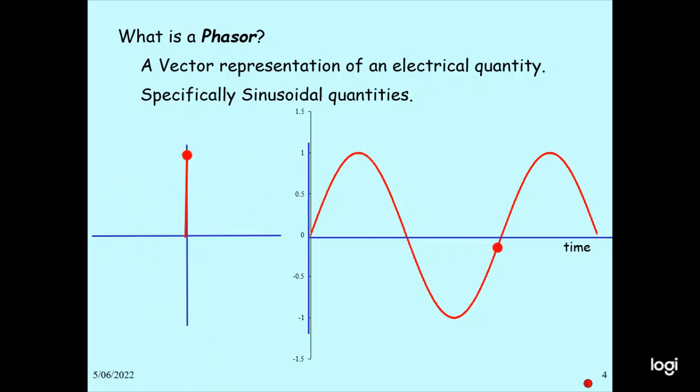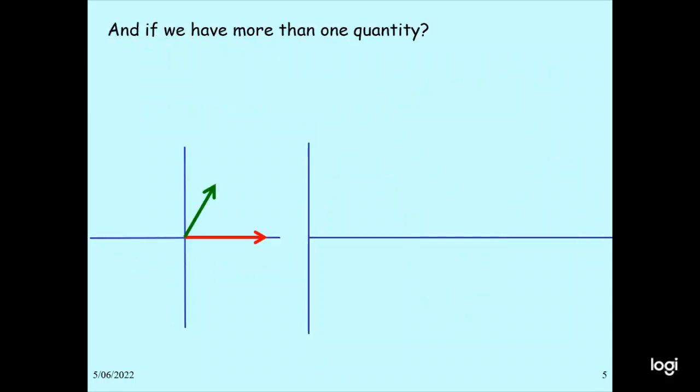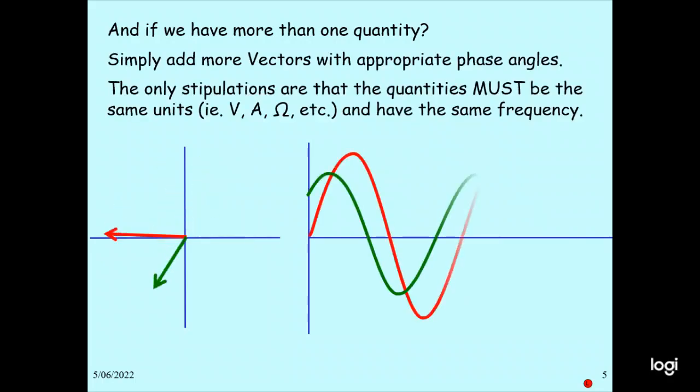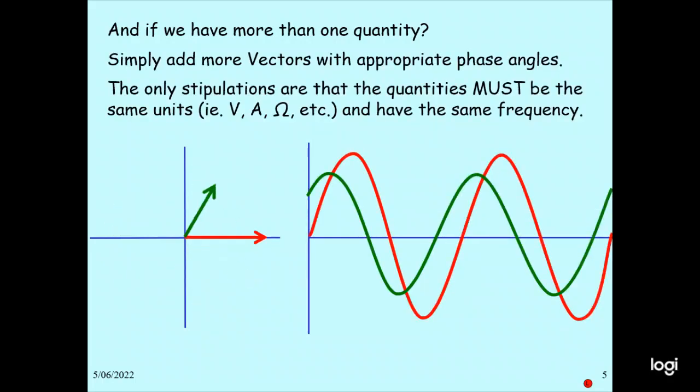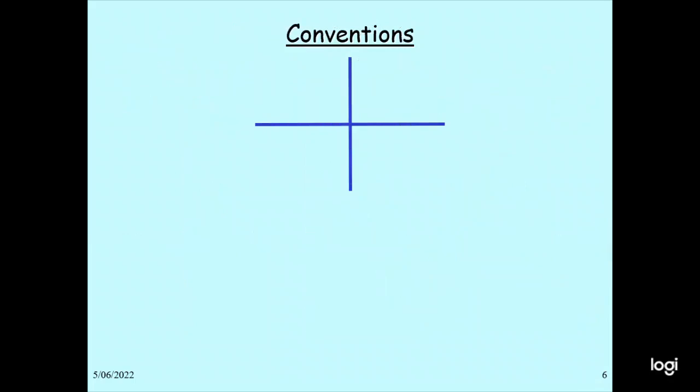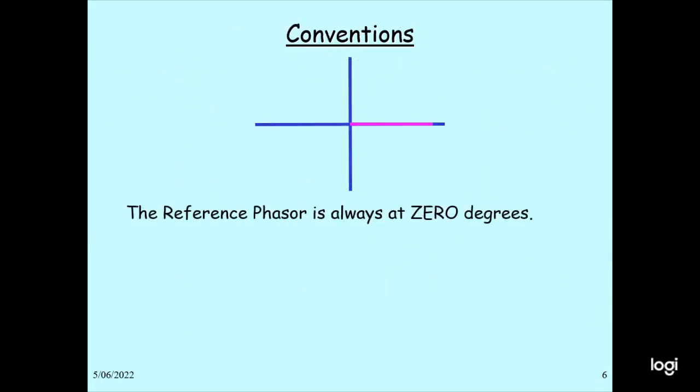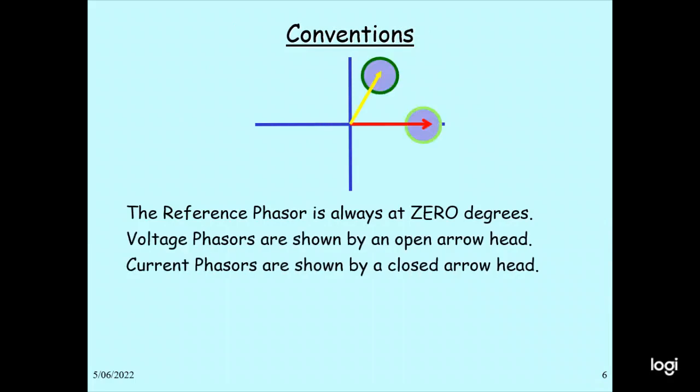Vector and waveform relationship. If we have more than one quantity, we add the two. So these two vectors are represented like this. Convention: the reference phasor is always at 0 degree. The voltage phasor is shown by the open arrowhead. The current phasor is shown by the closed arrowhead. Phasors rotate in the anti-clockwise direction.